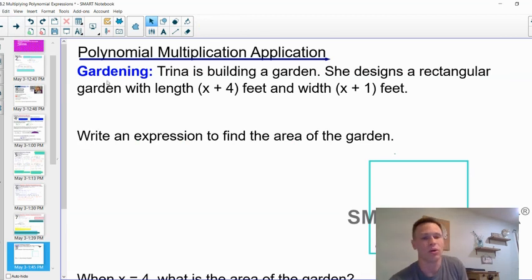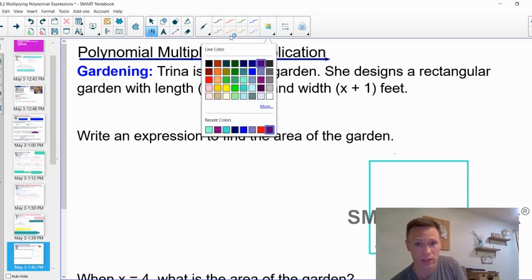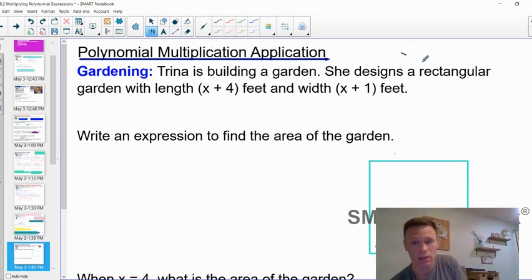All right, so let's get to some application problems here. Okay, let me grab a pen that I like. Deal. All right, so Trina, she's building a garden. And she designs a rectangular garden so that the garden's length is x plus 4 and the width is x plus 1. I'm trying to find the problem I have in my notes here. All right, it says write an expression to find the area of the garden.